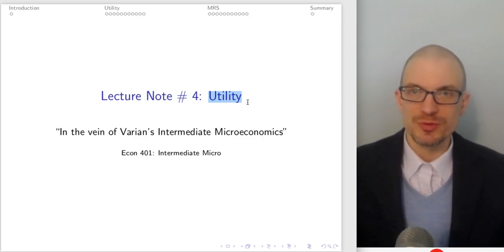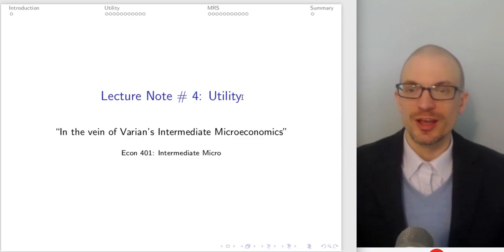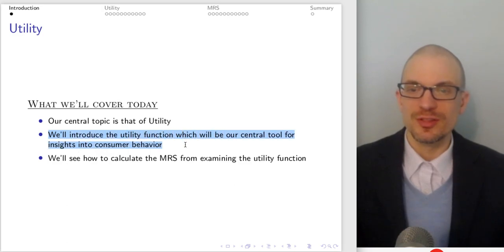The "given the circumstances" part we covered in the first lecture, budget constraints. The "doing the best they can" part, we're actually elaborating on now. We introduced that idea through the chapter on preferences, and now we'll reinforce that with utility. So our central topic today is thinking about utility. I'm going to introduce the idea of the utility function. That's going to be our central tool for insights into consumer behavior.